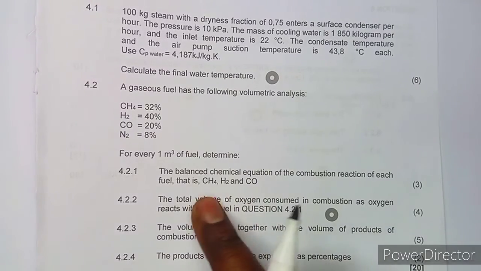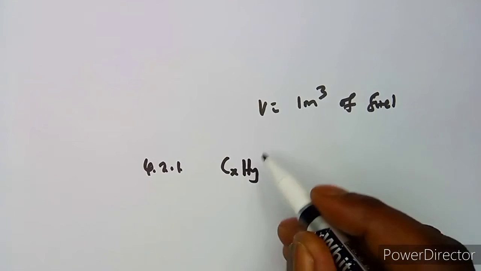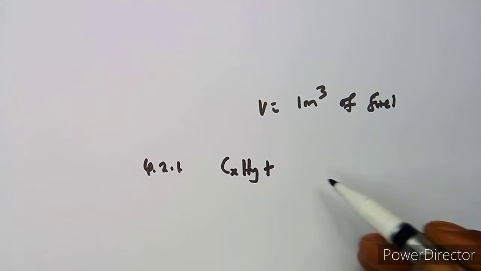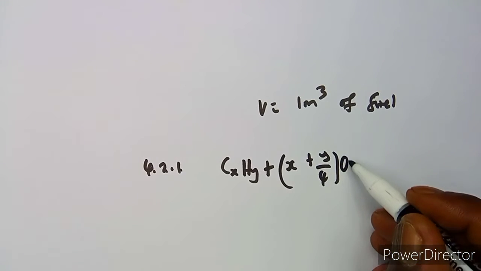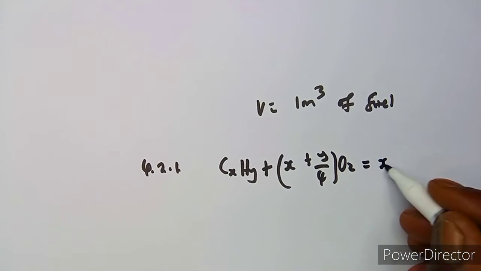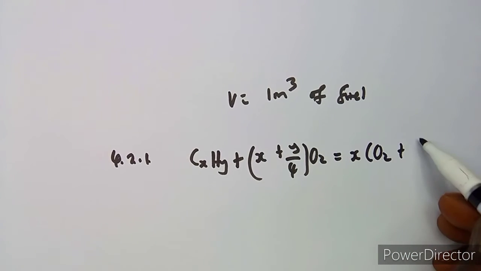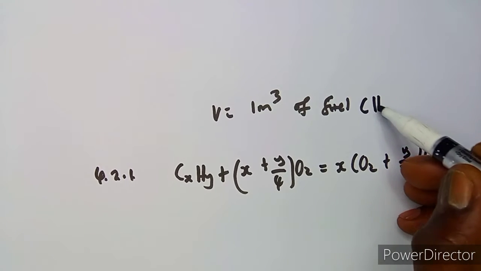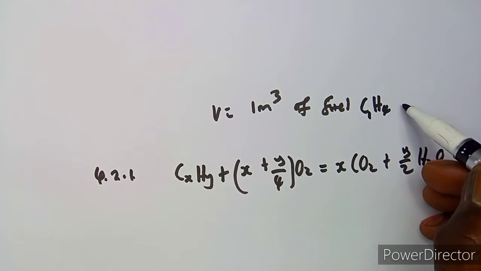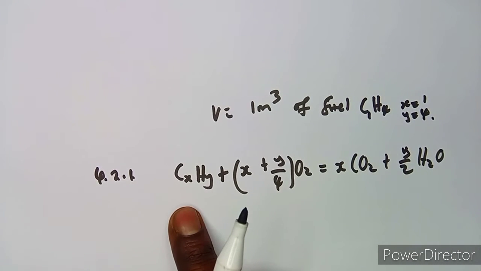Okay, so for CH4 we are going to have CxHy plus (x + y/4) O2 equal to x CO2 plus y/2 H2O. Just write down that formula that I showed you as it is. This is our formula, and all we need is to substitute. Remember, this is CH4, which means x is 1 and y is 4. That's how we can balance our methane.